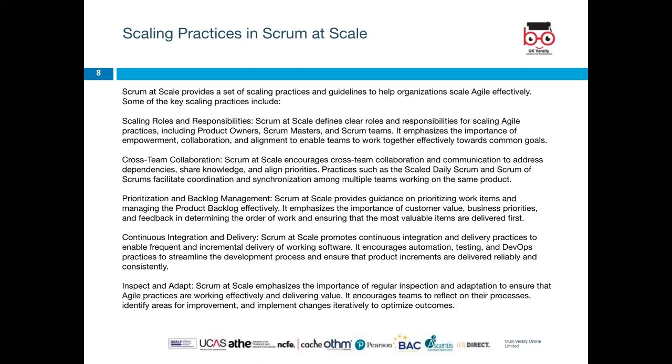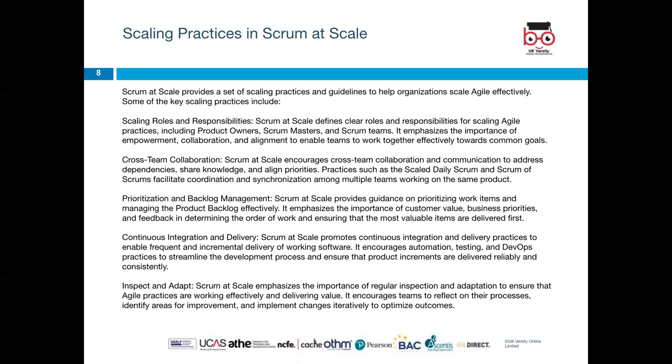Cross-team collaboration. Scrum at Scale encourages effective collaboration and communication across all teams. Practices such as the scaled daily Scrum and Scrum of Scrums facilitate coordination and synchronization among multiple teams.